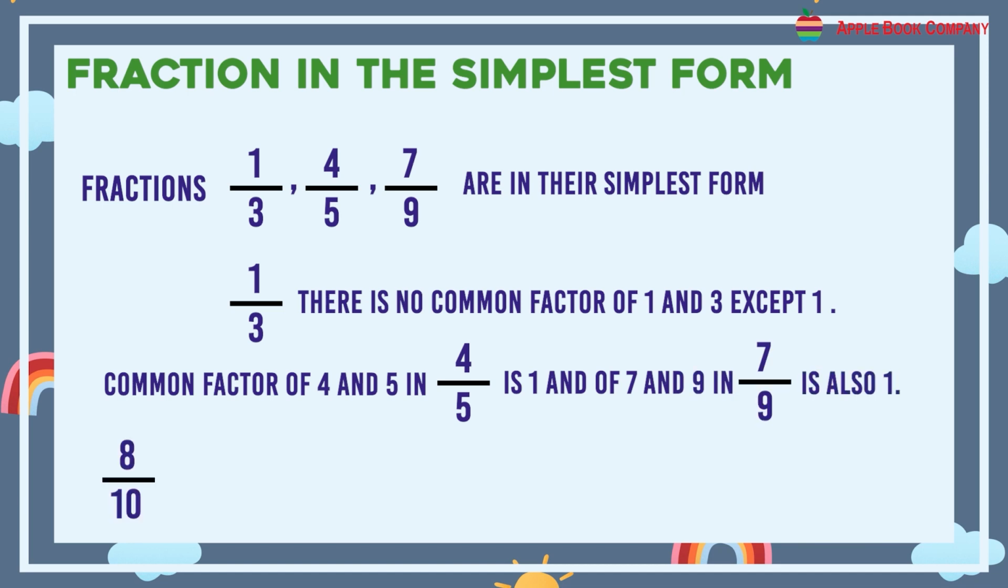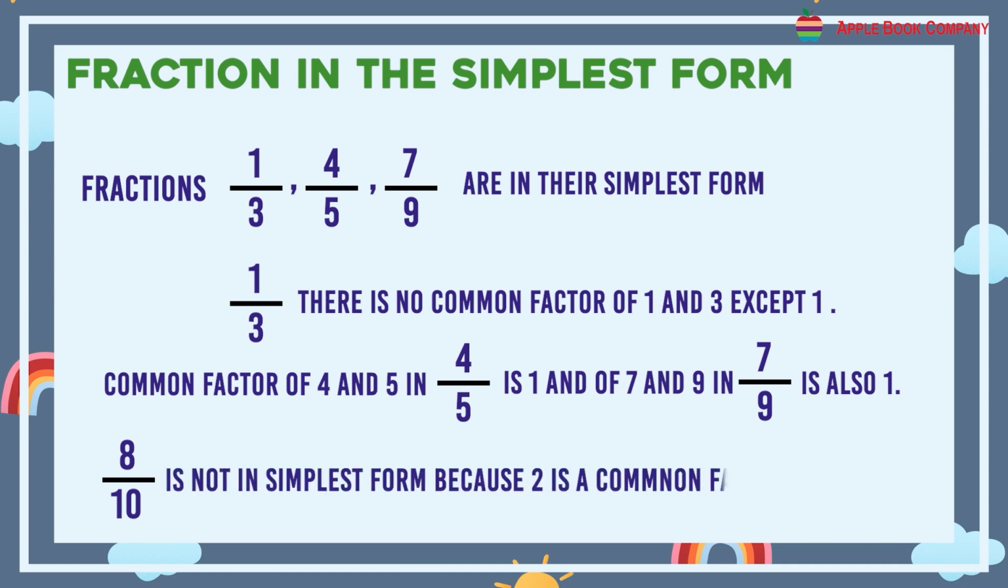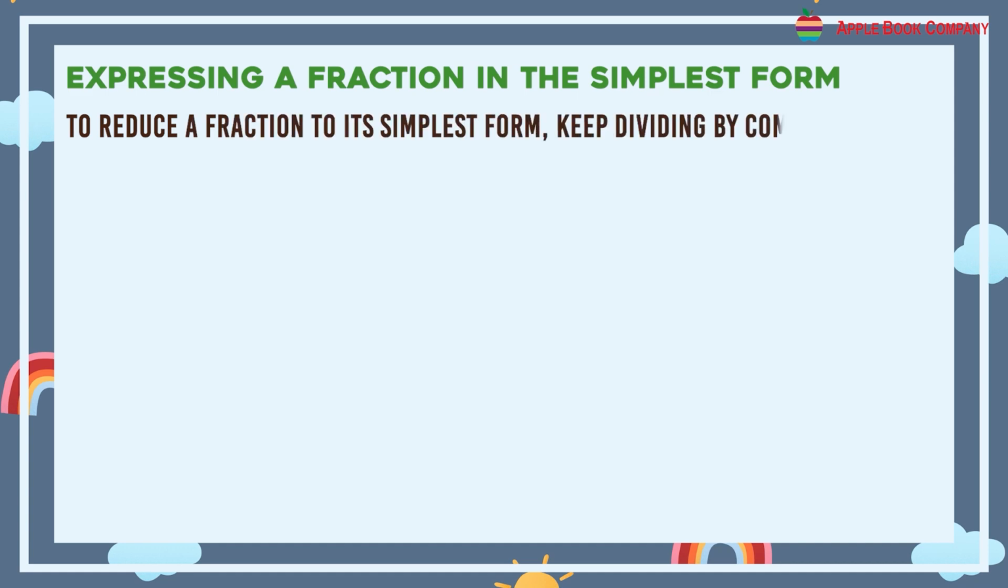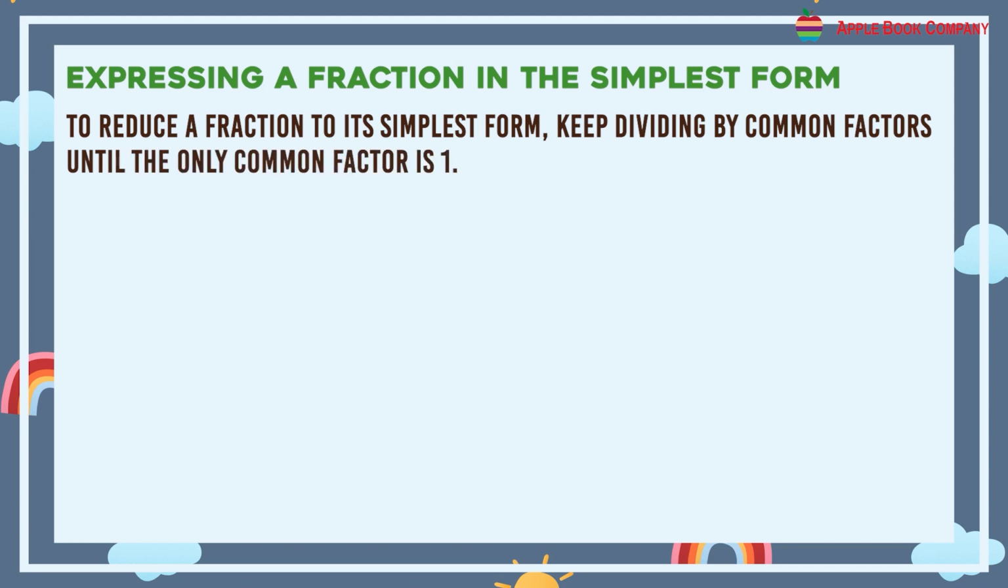The fraction 8 by 10 is not in simplest form because 2 is a common factor of 8 and 10. Expressing a fraction in the simplest form. To reduce a fraction to its simplest form, keep dividing by common factors until the only common factor is 1.